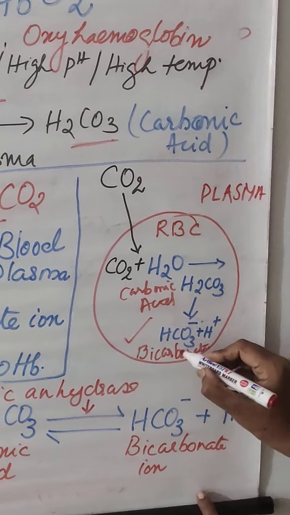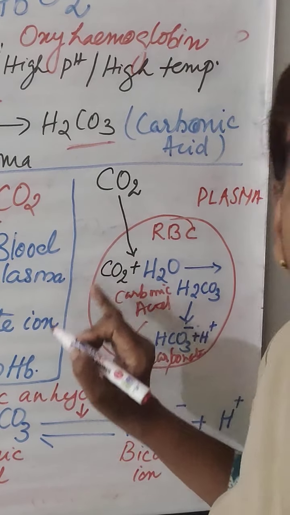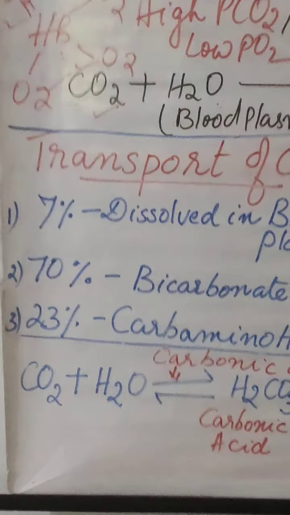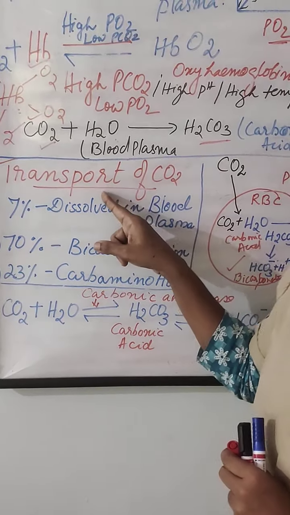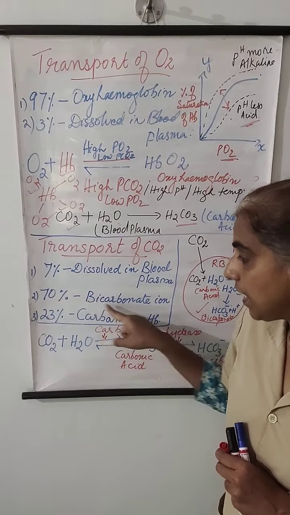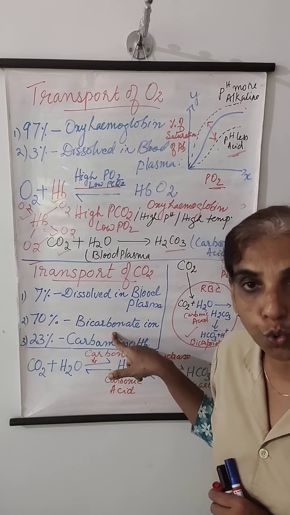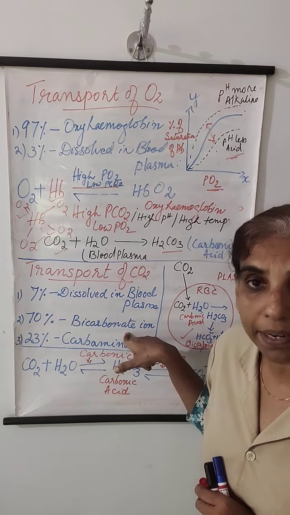This negatively charged bicarbonate ion will be carried along with the RBC and it will reach the alveoli for expiration. So this is the method by which 70% of carbon dioxide is transported through the RBC in the form of bicarbonate ions.